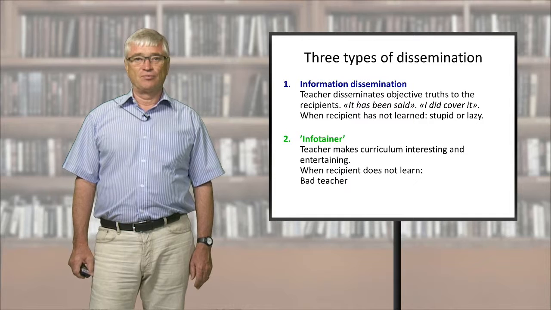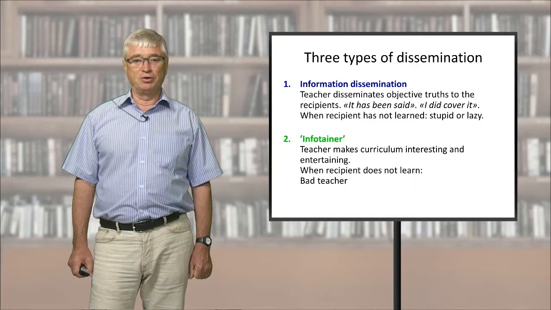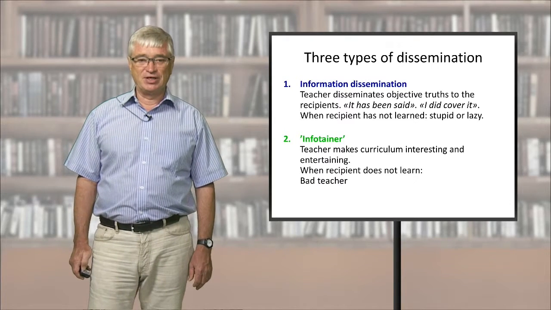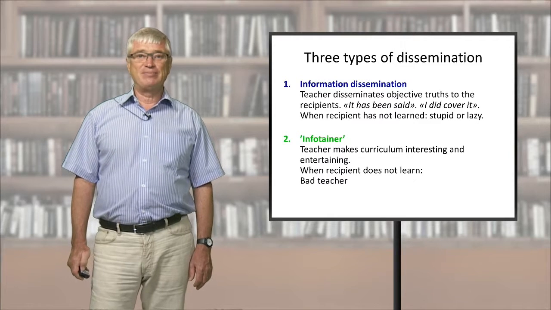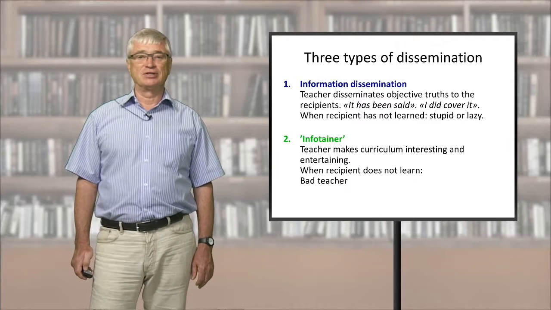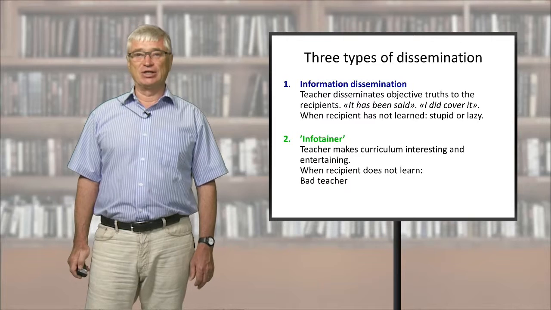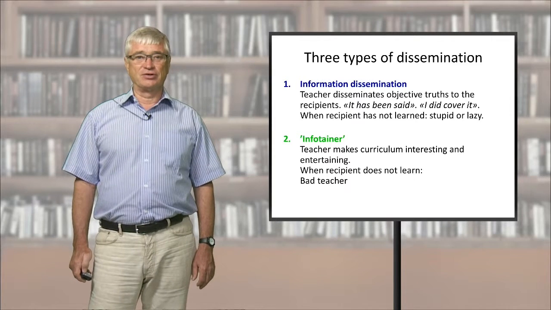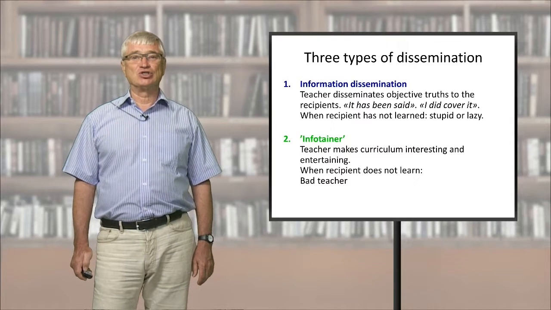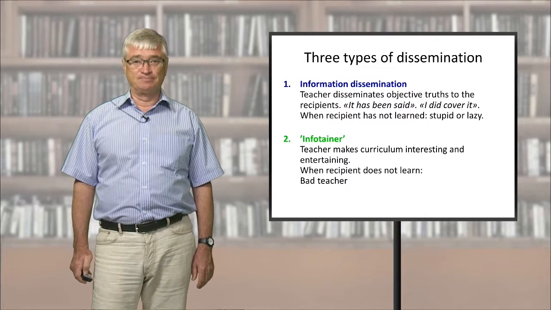Basically, we have three types of dissemination. We have the traditional one. Information dissemination, very teacher-centered. The teacher disseminates so-called objective truths to the recipients. And we can always say afterwards, it has been said, I did cover it. And if or when the recipient has not learned, that recipient is either stupid or lazy.